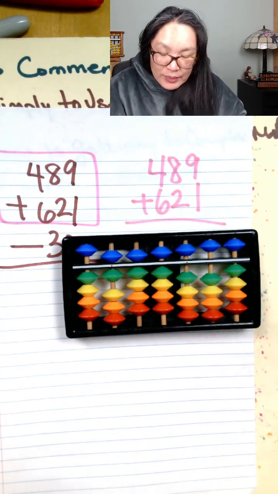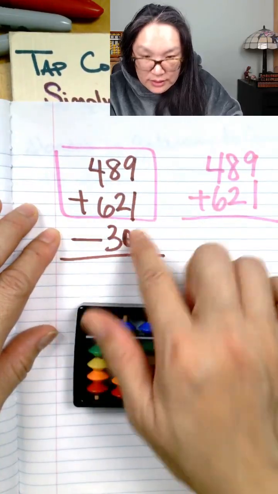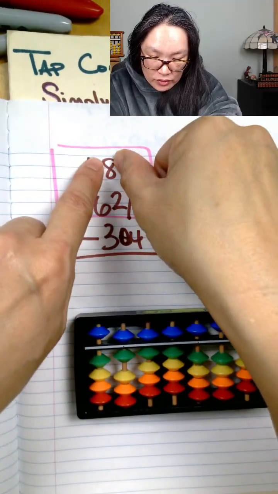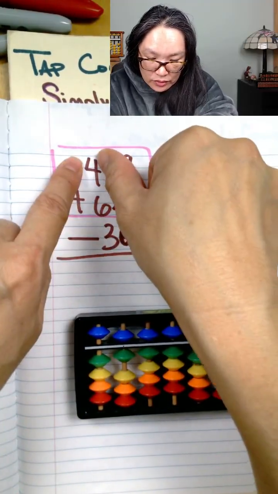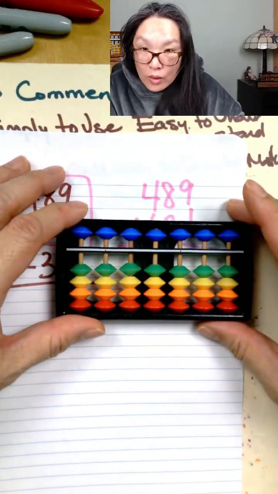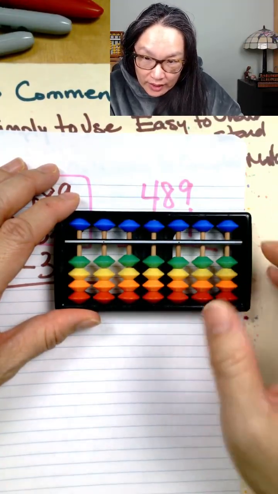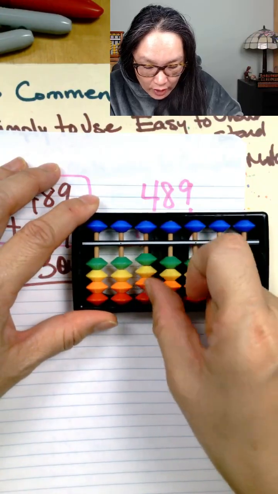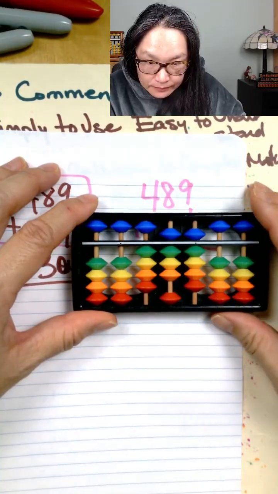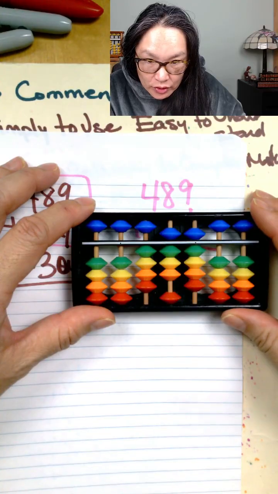In abacus, we just take it as a whole. We do this and this and this, and then that's it. We don't do ones, we don't do tens, and we don't do hundreds. We go across as a whole. I'm going to use my abacus to cover up the numbers so we don't get confused. So we have 4, 8, and then 9. Not a problem, right?